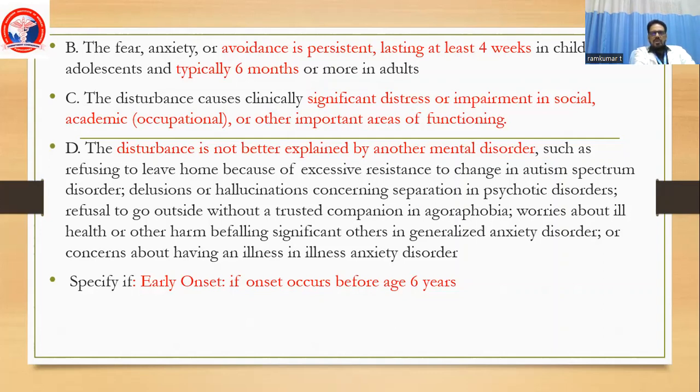D. The disturbance is not better explained by another mental disorder, such as refusing to leave home because of excessive resistance to change in autism spectrum disorder, delusions or hallucinations concerning separation in psychotic disorders, refusal to go outside without a trusted companion in agoraphobia, worries about ill health or other harm befalling significant others in generalized anxiety disorder, or concerns about having an illness in illness anxiety disorder. Specify if early onset, if onset occurs before the age of 6 years.